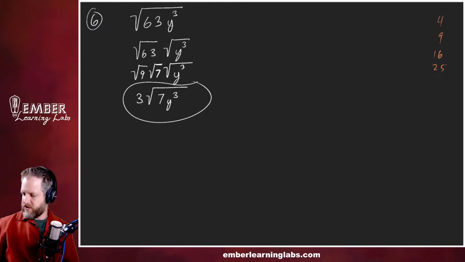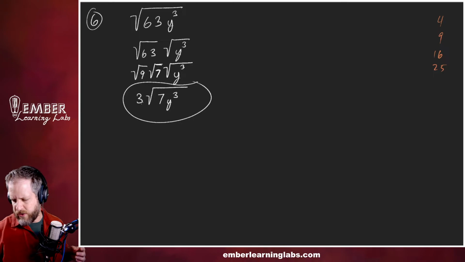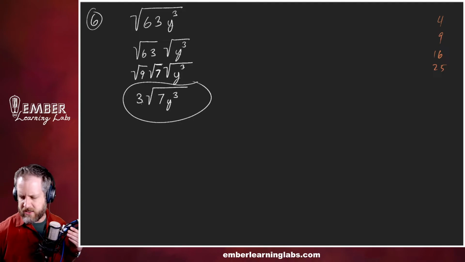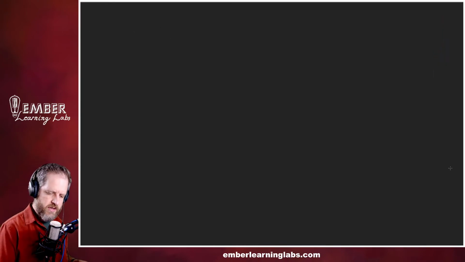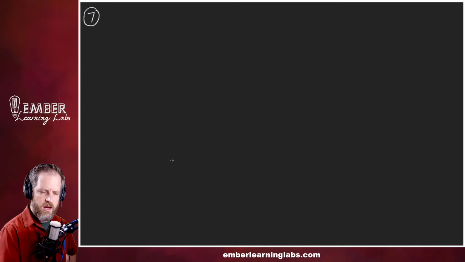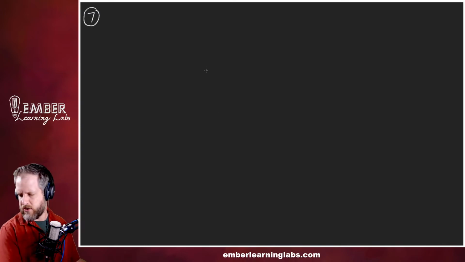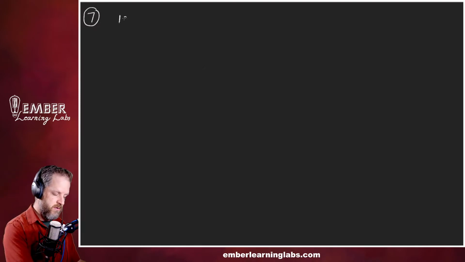There we go. Let's look at some rational exponents. I think we can get away with just one more example, maybe 2. So this is going to be example number 7. So we're going to do example 7, and we are finding the 10th root of 32.